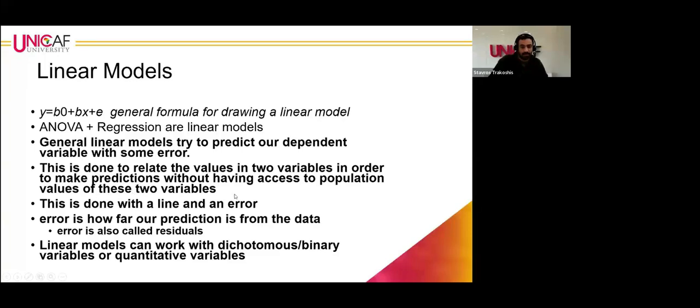This is done because I want to relate these two variables and make predictions on my dependent variable from the independent variable, even on observations that I don't have, even with numbers that I don't have. So here I have a line that passes through these two variables and some amount of error. This error is basically how wrong my line is, how far away it is from the data points, and the error that this line can make.